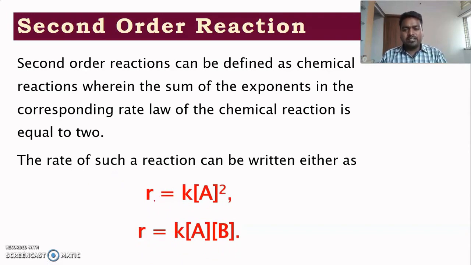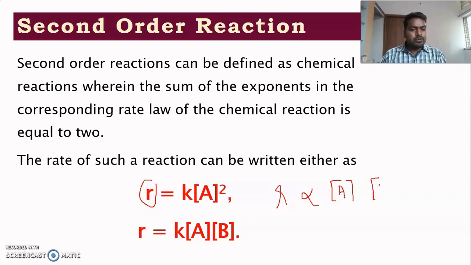In a second order reaction, according to the law of mass action, the rate of a reaction is equal to the concentration of a reactant. Let us consider A and B as the reactants. The rate of reaction depends on both A and B, that is, A power 1 and B power 1. So this is an experimentally determined rate expression.